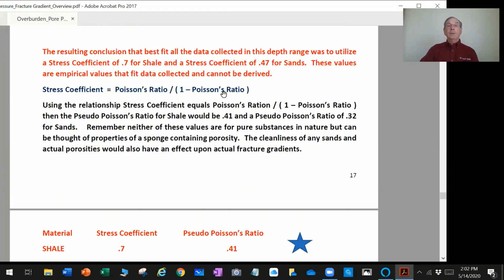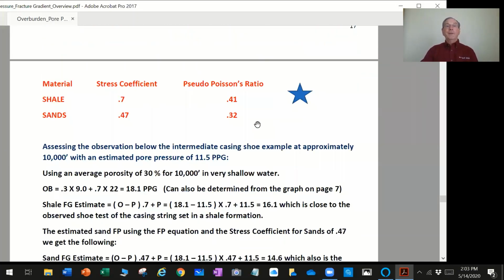Again, for a pure substance, stress coefficient is Poisson's ratio divided by 1 minus Poisson's ratio. If you use this relationship, we can calculate a pseudo Poisson's ratio for shale of 0.41, and a pseudo Poisson's ratio for sands of 0.32, just solving using a stress coefficient of 0.7 for shale and 0.47 for sands. You'll back calculate these values of Poisson's ratio. But remember, these are Poisson's ratios for a sponge, not a pure substance. So again, I've listed these values here.